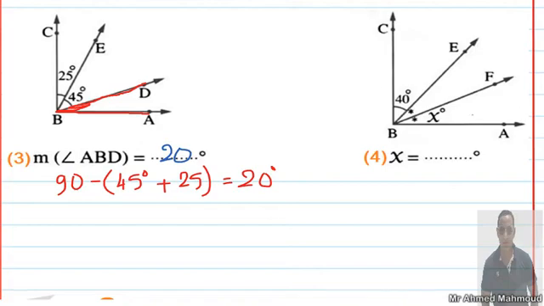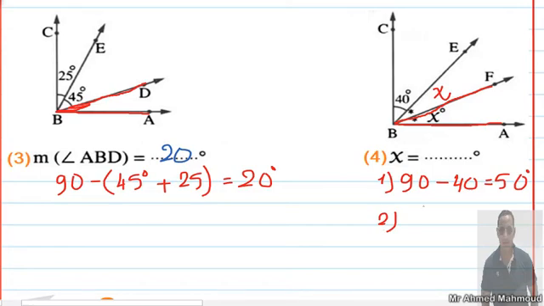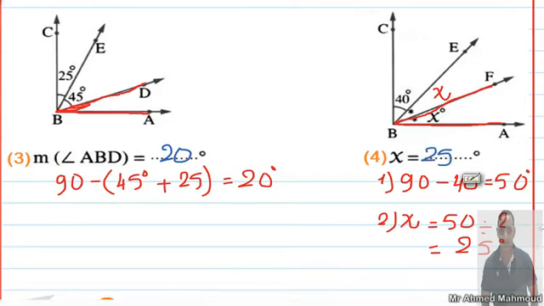Here we have x. X represents angle FBA. This is the angle we need. First, how many x do we have here? This is x and this is x. Then we have 2x and 40. The first step, we subtract 90 minus 40 equals 50 degrees. In the second step, we divide 50 by the two angles. Then x equals 50 divided by 2 equals 25 degrees. Then x equals 25 degrees.